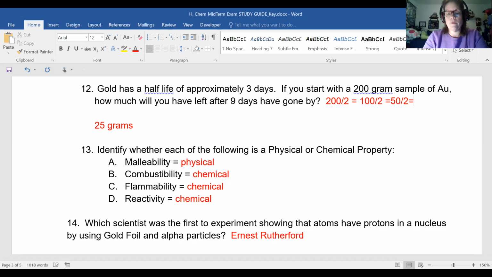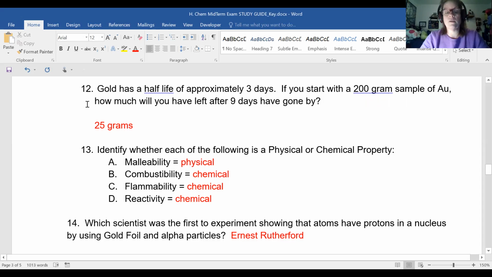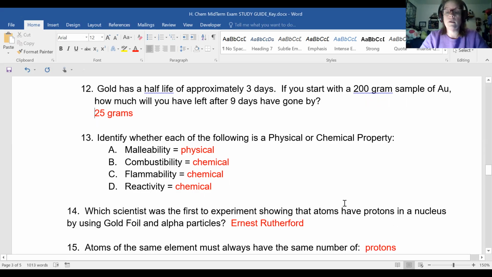But you just got to figure out how many half-lives you have. And in this case, it was 9 days that had passed by. And we said every half-life is 3 days. So 3 divided into 9 is 3 half-lives.